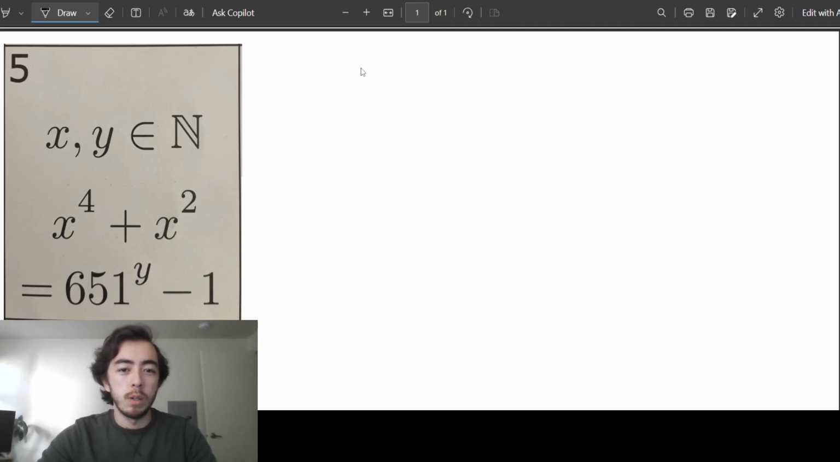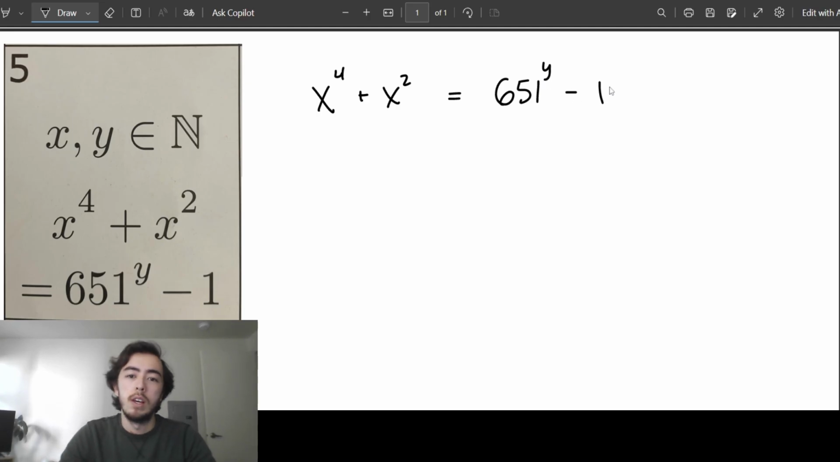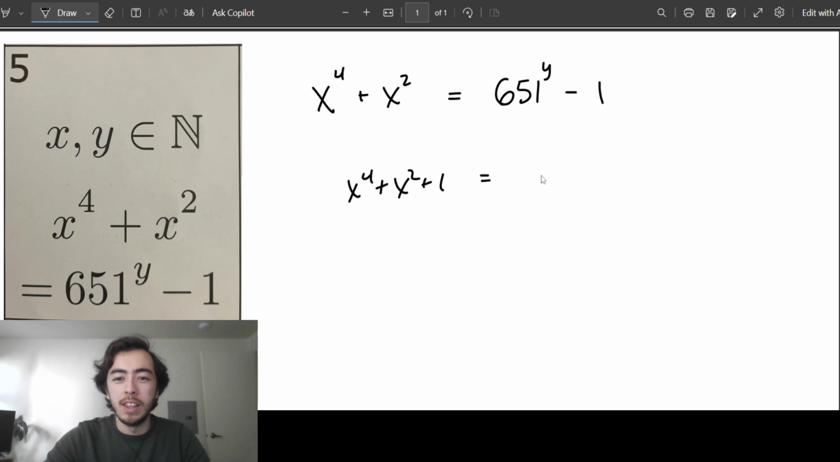And it looks like we have some equation here where x to the power of 4 plus x squared is equal to 651 to the power of y minus 1. And this is a little bit strange just because we can't really solve for one of these variables. I mean, we could, right? We could add the 1 to the other side and then do, I don't know, log base 651 of all this is equal to y.